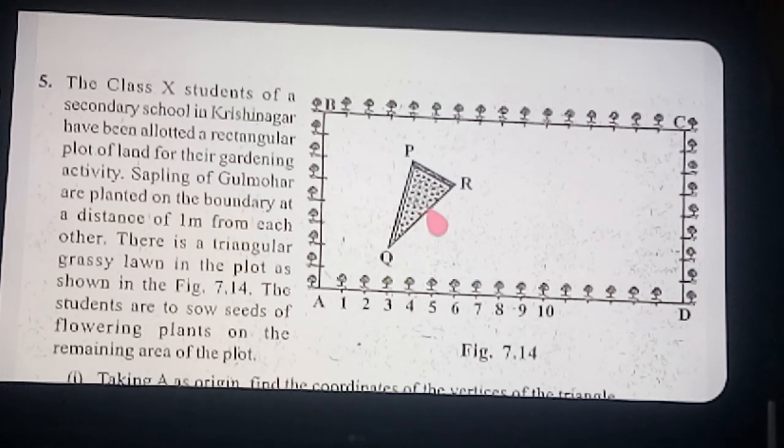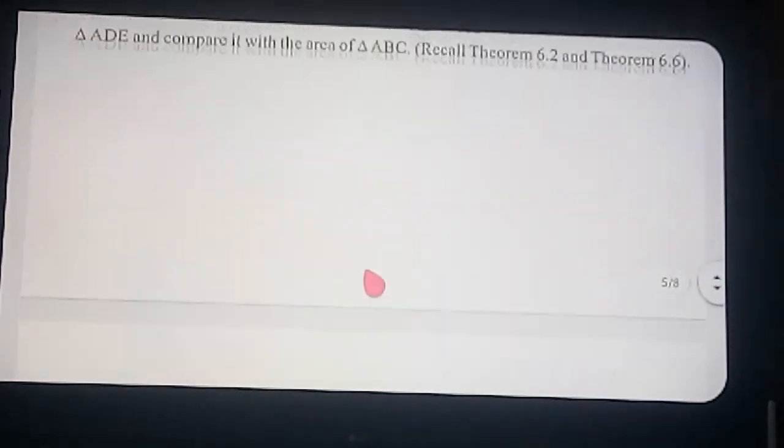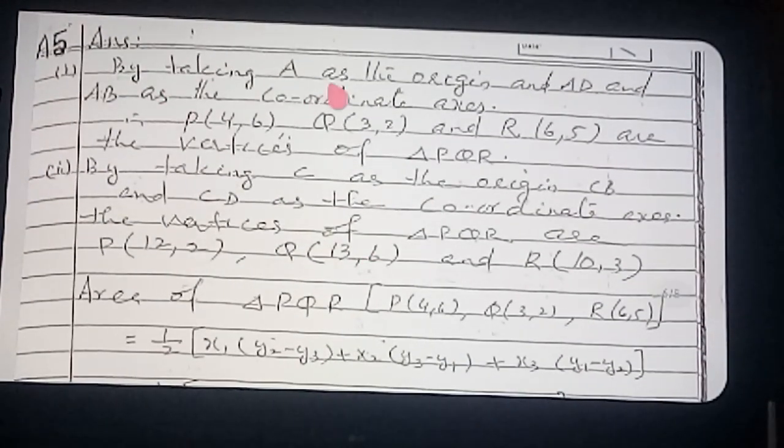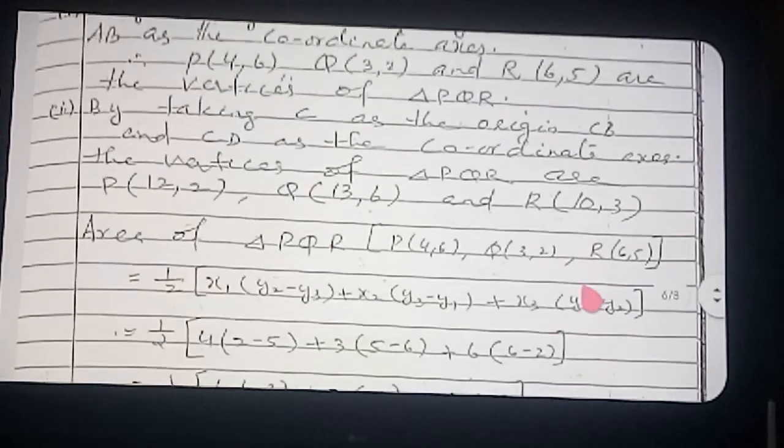You know that, a triangle we are drawing anywhere, the area of the triangle will be the same only. But we can find out the area of the triangle in the next page. See the next page. See here, all the details are written here. By taking A as the origin, AD and AB, all I have written here. Same only, explained also. Okay. Now directly we can find out the area.